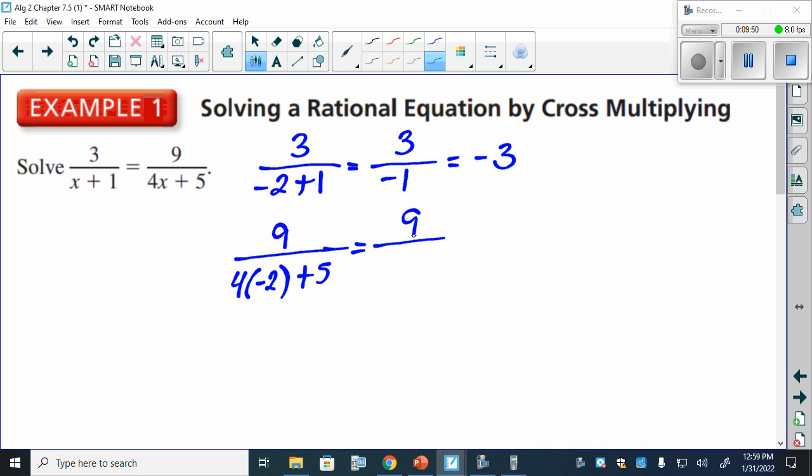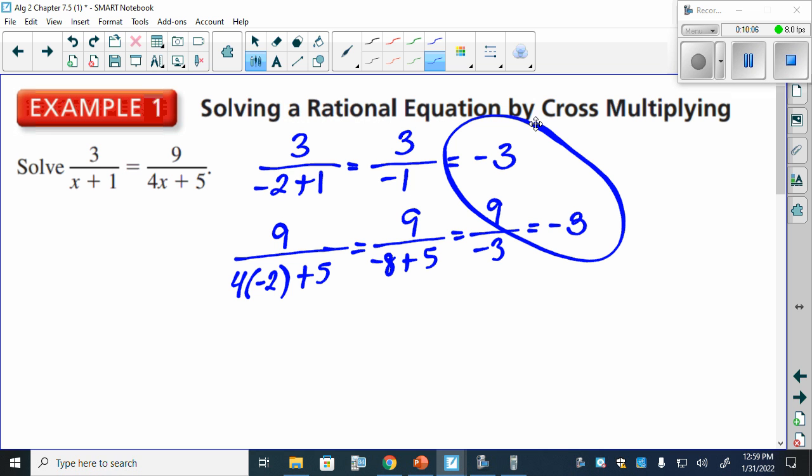For the other one, 4 times negative 2 is negative 8, plus 5. Negative 8 plus 5 is negative 3, and 9 divided by negative 3 is negative 3. Since we got the same answer for both sides, it means we did get the correct answer. So we can check it by plugging it back in and seeing if both expressions do give us the exact same thing. So the correct answer is negative 2.